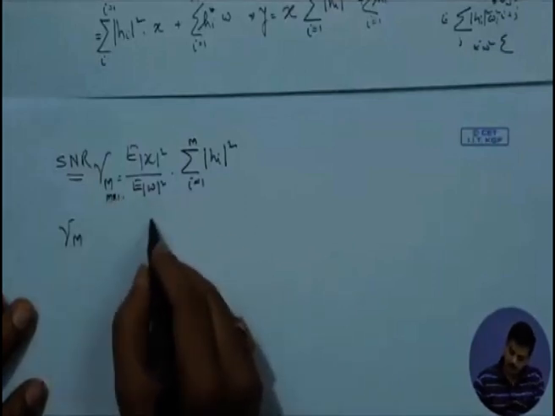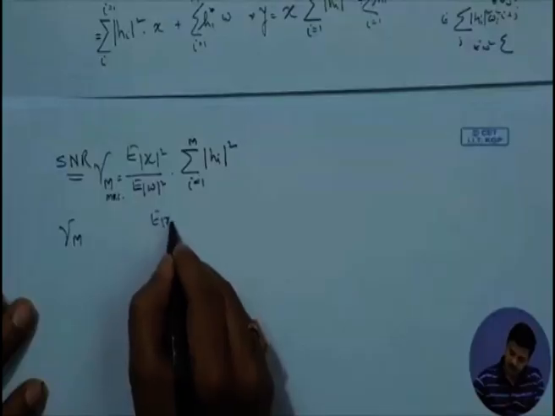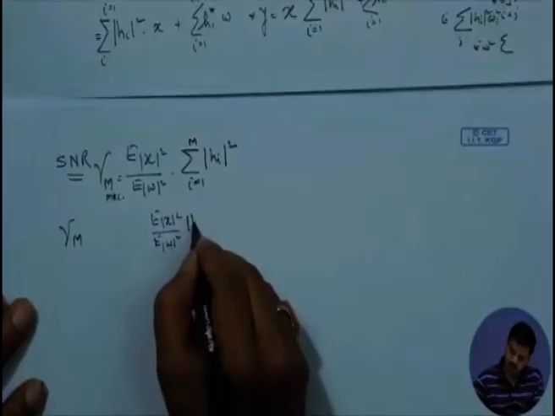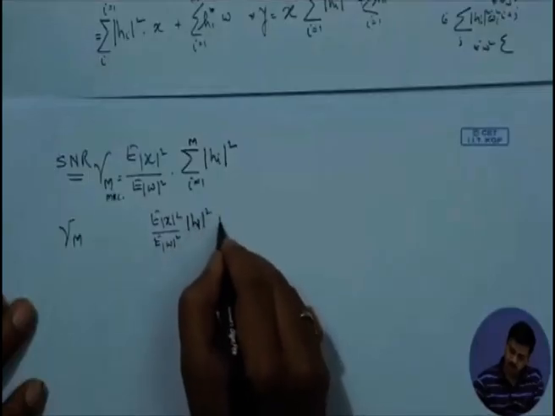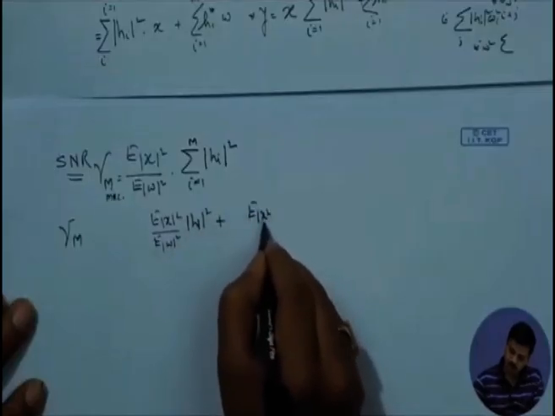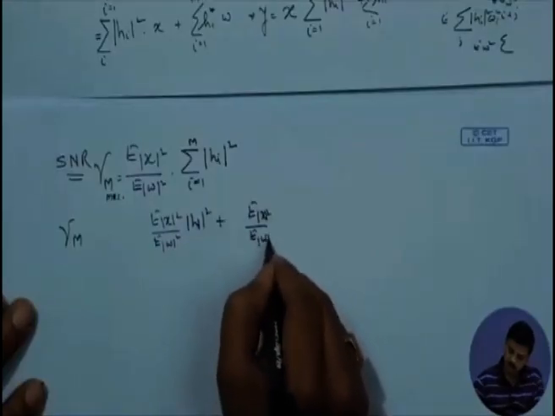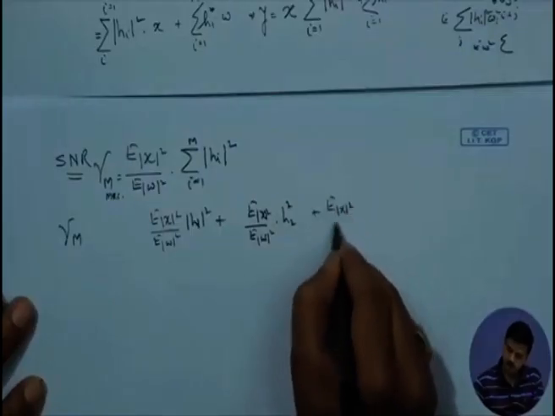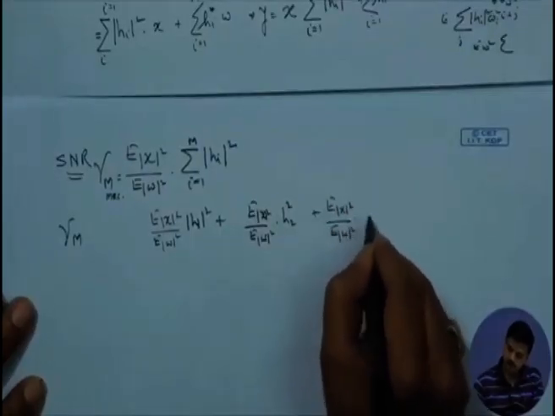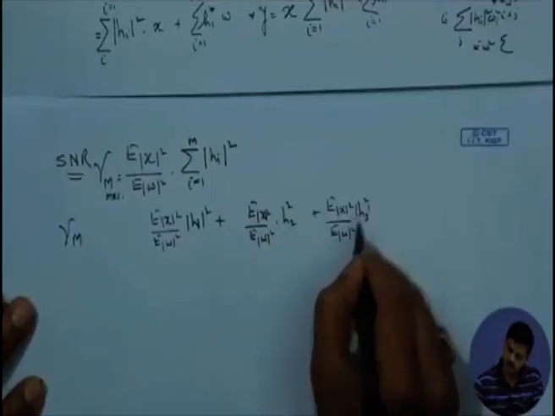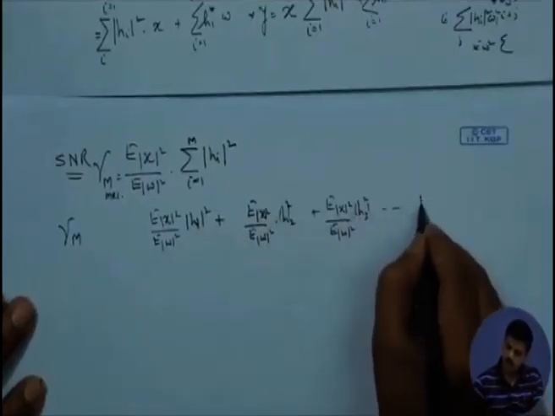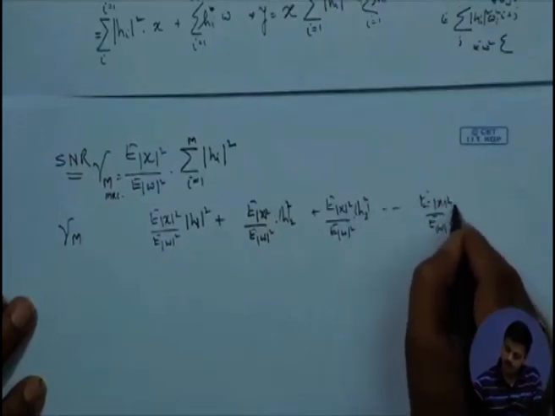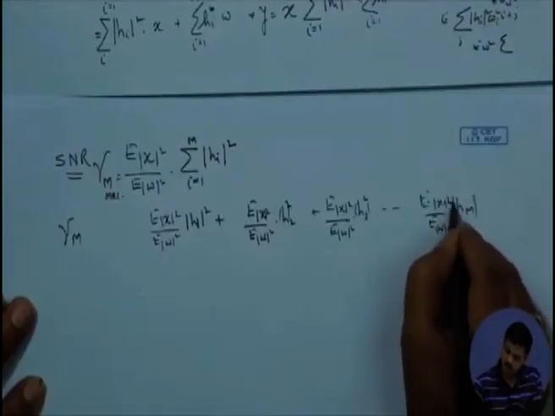Okay, so I could write it as E of x squared by E of w squared times |h1| squared plus E of x squared by E of w squared times |h2| squared plus E of x squared by E of w squared times |h3| squared, of course, up to E of x squared by E of w squared times |hm| squared.